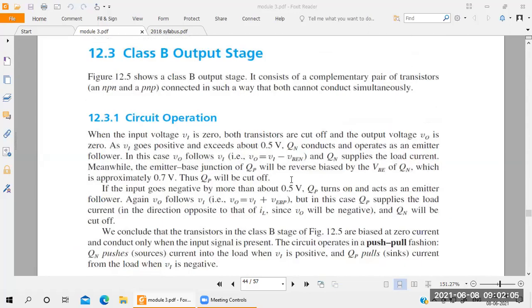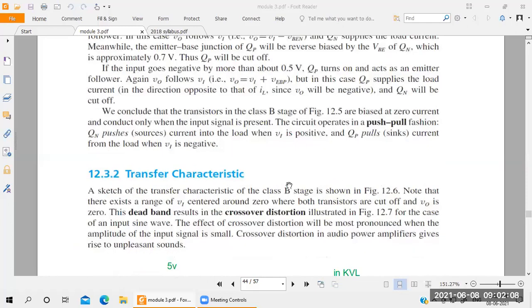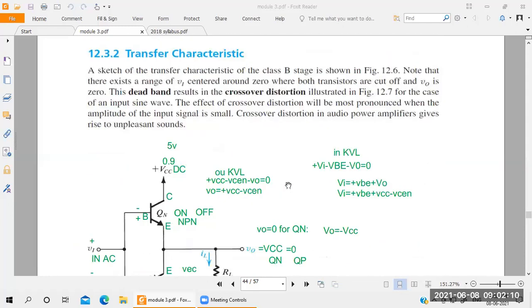So take the equations now. I have to write the equations here. First you take KVL.